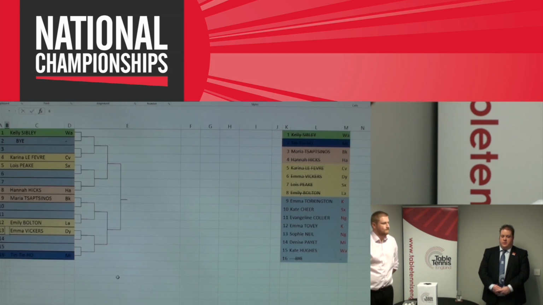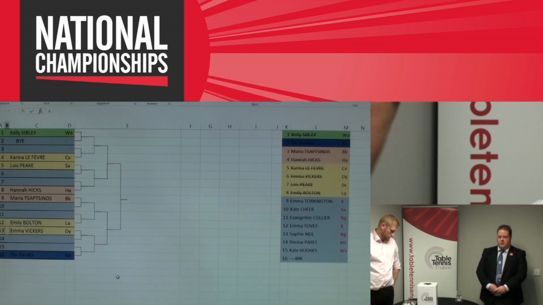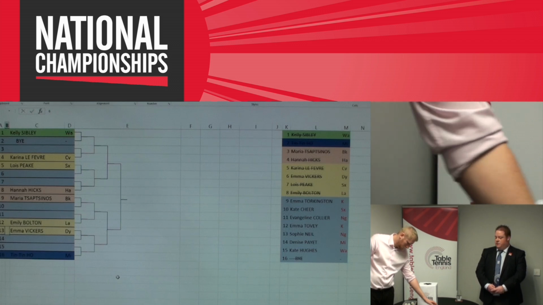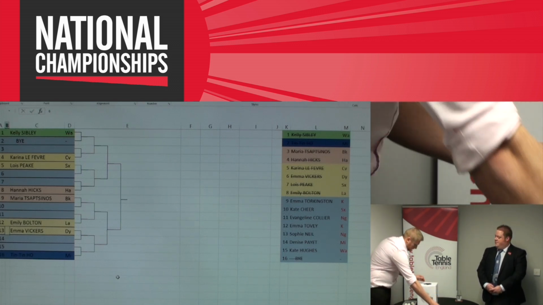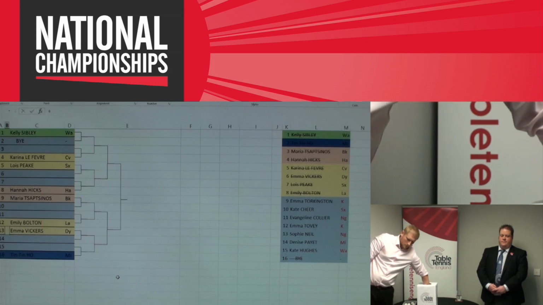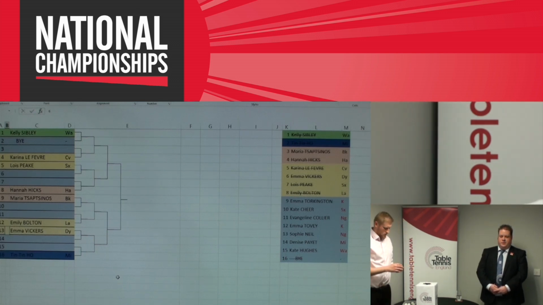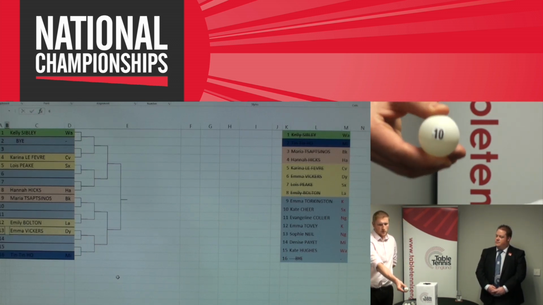Okay, so moving on to players numbers 9 to 15, as it is with only 15 competitors. The first one we'll draw here is Kate Cheer, who has to be in the opposite half to Lois Peak, so therefore she can only be drawn into positions 10, 11, 14 or 15. So Kate Cheer is drawn into number 10.